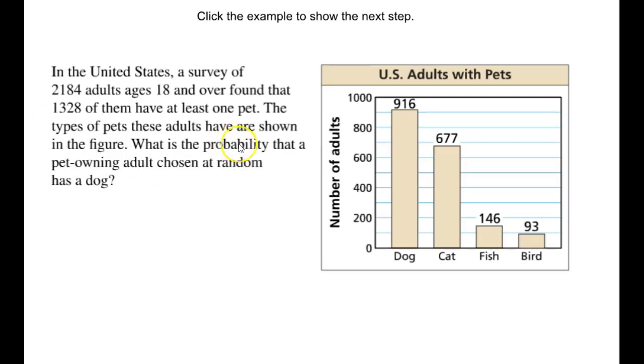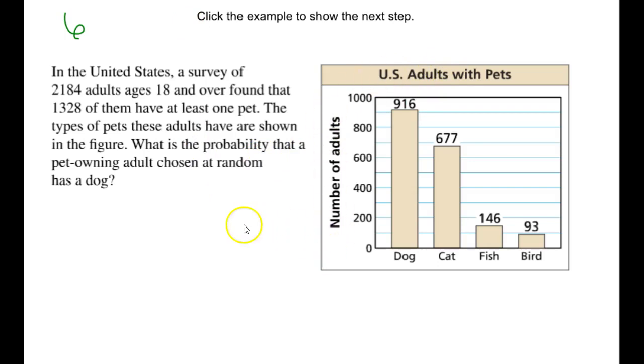So now we're looking at another example. This is example number 6 in your book. In the United States, a survey is conducted, so I know it's experimental probability, of 2,184 adults age 18 and over, and it found that 1,328 of them have at least one pet. The types of pets the adults have are shown in the figure. What's the probability that a pet-owning adult chosen at random has a dog? So that's a lot of things we have to deal with.